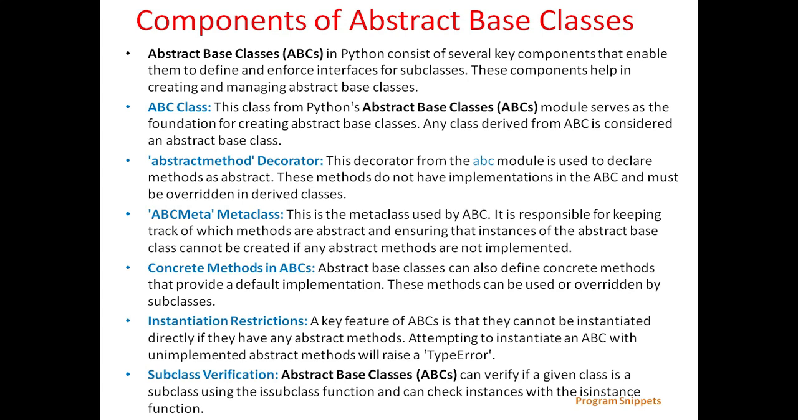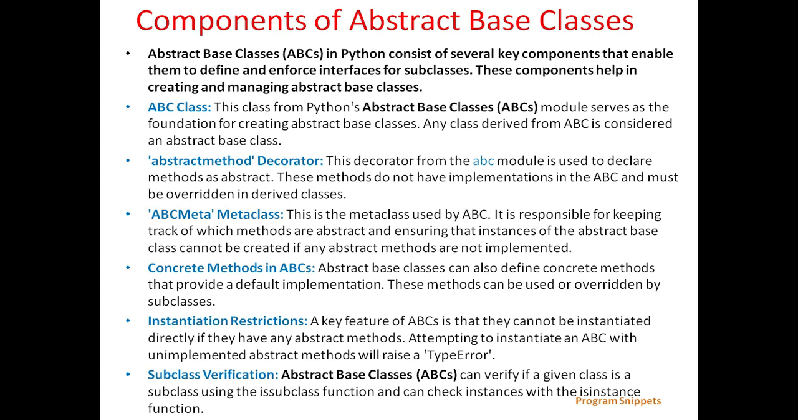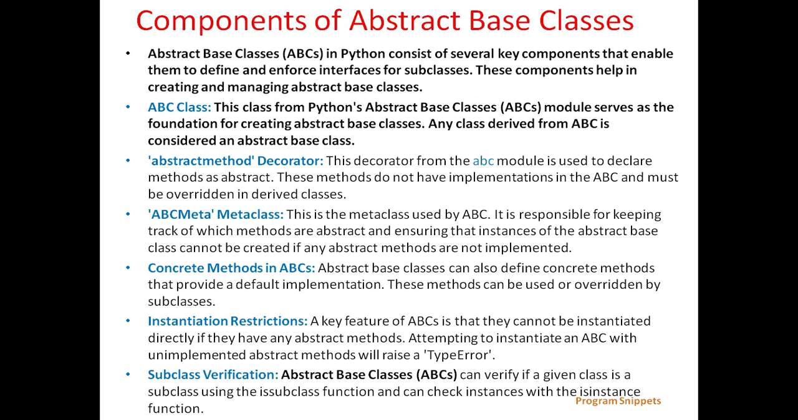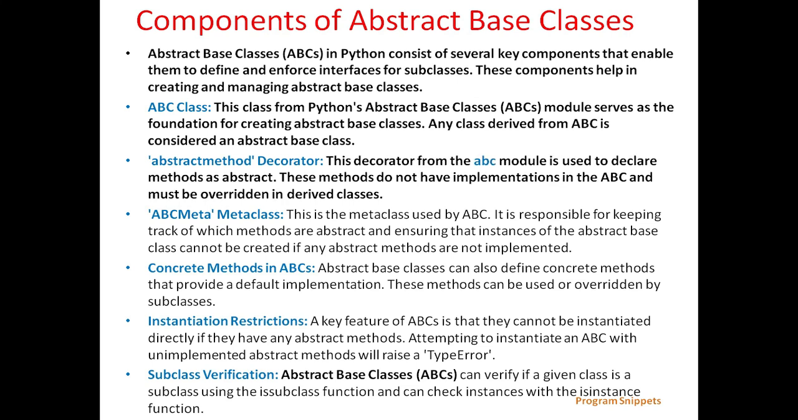Components of the abstract base classes module: the abstract base class module in Python consists of several key components that enable you to define and enforce interfaces for subclasses. These components help in creating and managing abstract base classes. First is the ABC class. This class from the Python abstract base class module serves as the foundation for creating abstract base classes. Any class derived from ABC is considered an abstract base class. Then the abstractmethod decorator. This decorator from the ABC module is used to declare an abstract method. These methods do not have an implementation in the ABC and must be overridden in the derived classes.